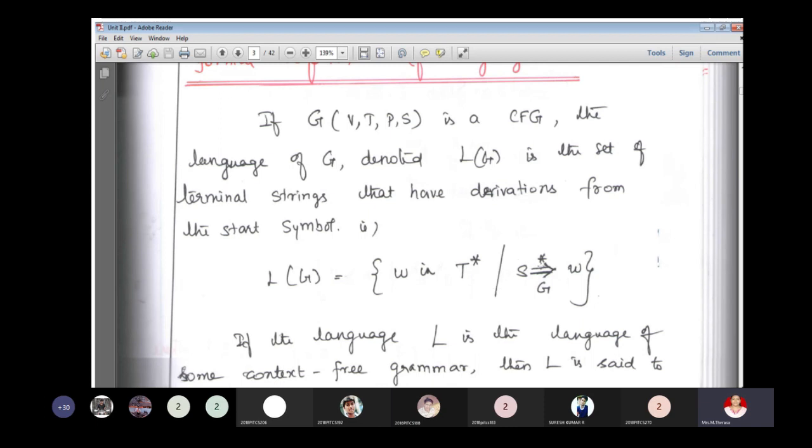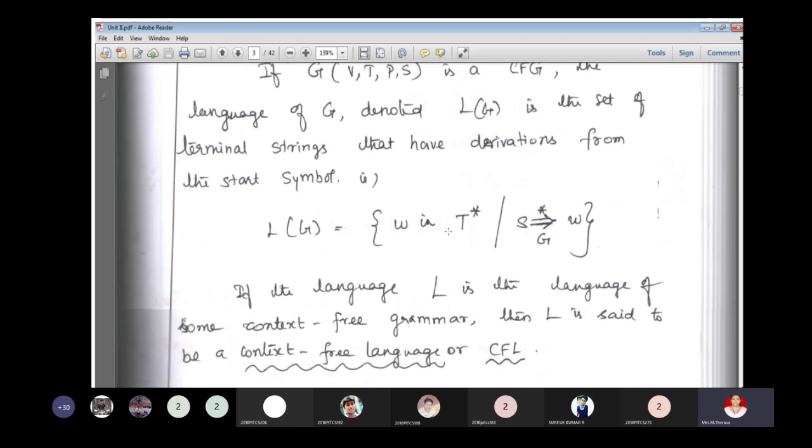So S derives w over multiple steps with the help of G. So S derives star w in G. What is the meaning? Using the grammar G, by taking multiple steps, star always meaning 0 or more steps, we can arrive at w. w is nothing but a string. Okay, if the language L is the language of some context-free grammar, then L is said to be a context-free language. If the language is derived from a context-free grammar, then the language is said to be a context-free language.